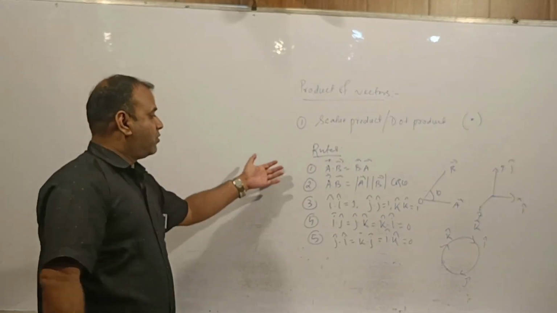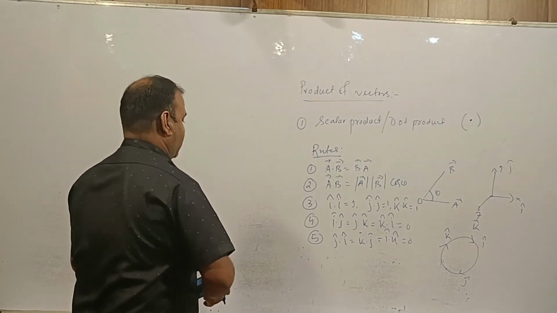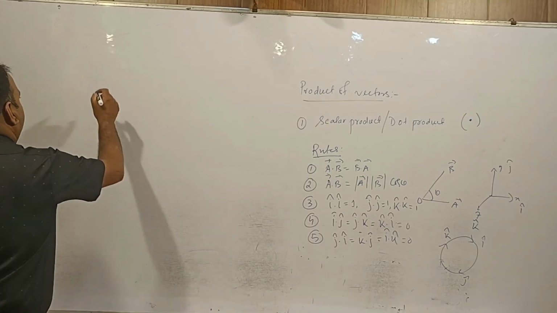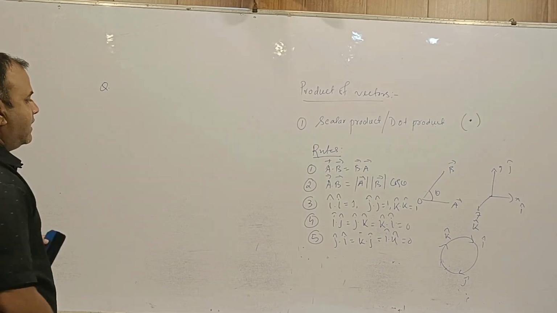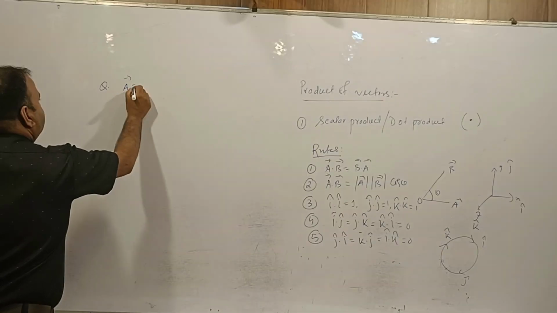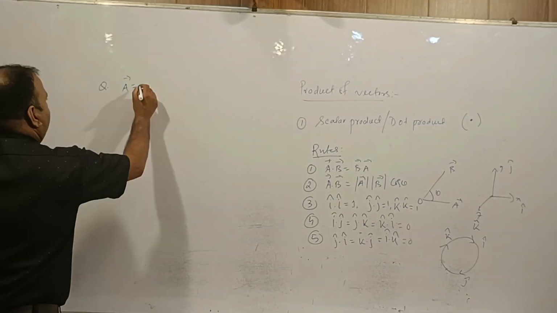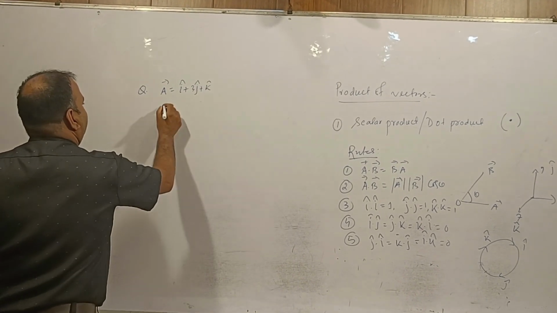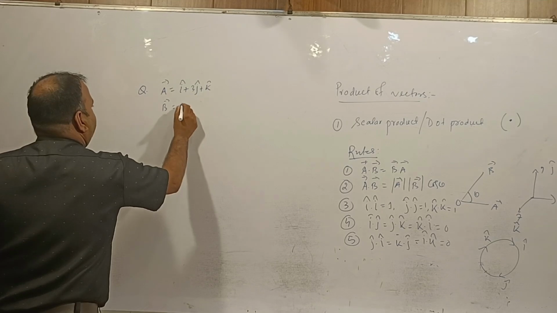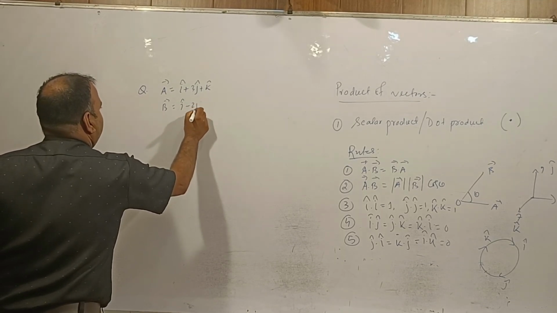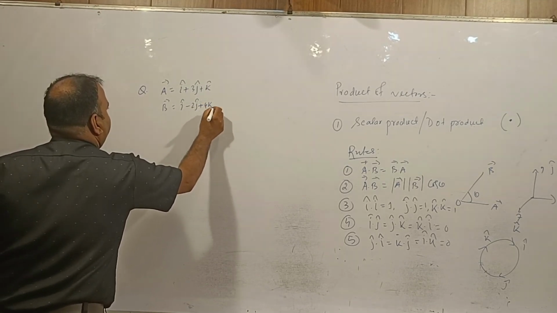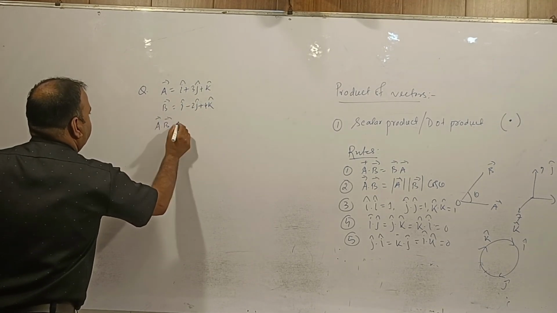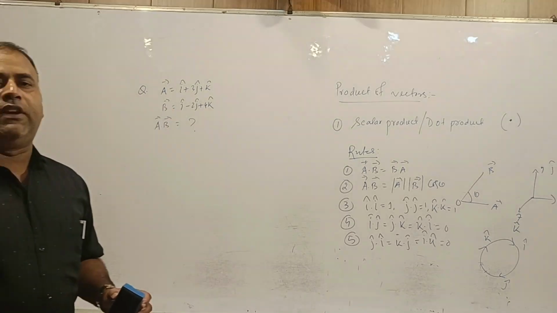Now I am going to discuss an example related with these formulas. Suppose I am giving one question, one example. Here given A vector is equal to i cap plus 3j cap plus k cap, and B vector is equal to i cap minus 2j cap plus 4k cap is given. Now what is the value of A dot B? A dot B we have to find. We have to calculate the value of A dot B.